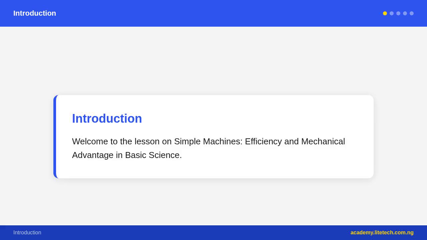Key terms: effort, E, the force applied to the machine, the force you put in. Load, L, the resistance force the machine overcomes, the force you want to move. Effort distance, D_E, the distance through which the effort moves. Load distance, D_L, the distance through which the load moves.